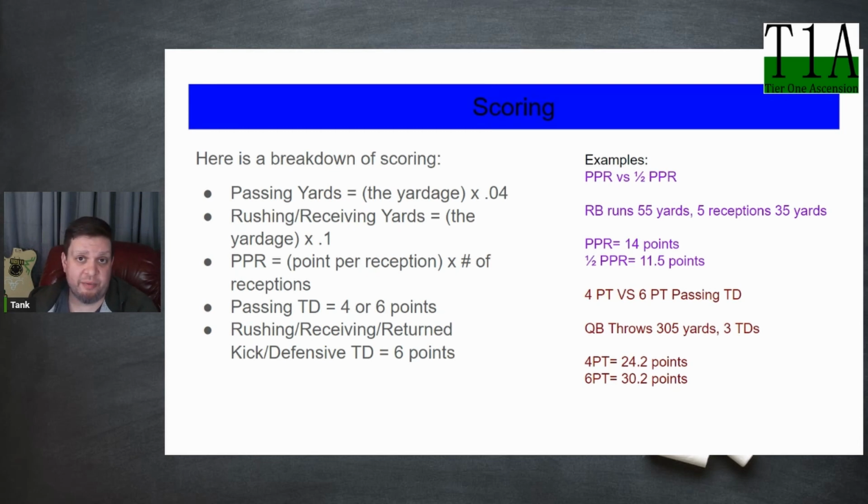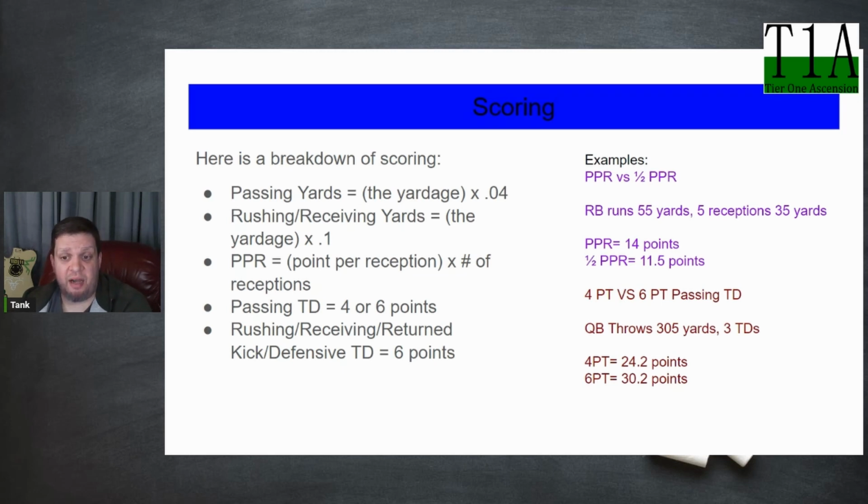Let's go through and break some of this down and just show a mathematical difference of PPR versus half PPR. Your running back on the week runs for 55 yards, 5 receptions for 35 yards. In a PPR format, that is scoring you 14 points on the week. In half PPR, that's an 11.5.